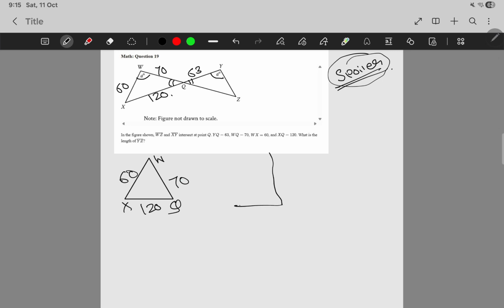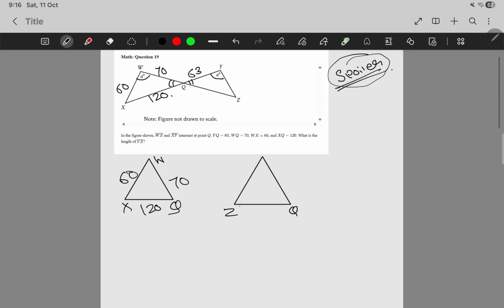And again here we'll make another triangle. Okay, so what I want to say is don't write Q here. Why? Because as you can see, this X and Q are not the same. Instead X and Z are the same. So we'll write Z here, and here we'll write Q, and here will be Y. And the length YQ is 63, and we need to find the value of YZ.